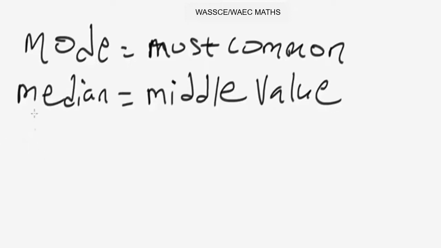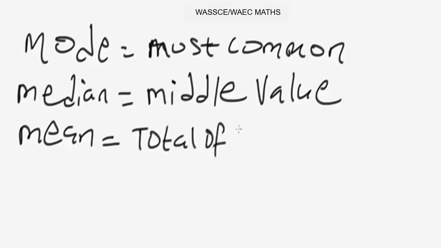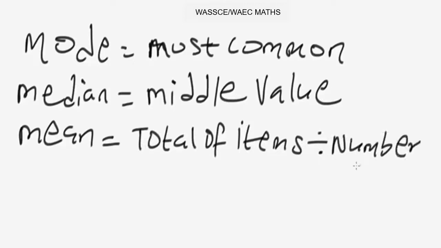Now for the mean, the mean is basically the average. It is the total of items divided by the number of items. So this is our mean. It's basically the average, but we have to work it out.